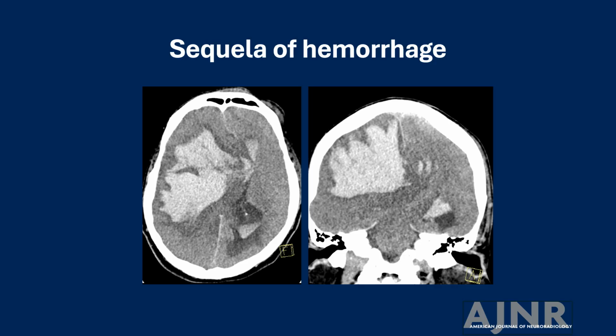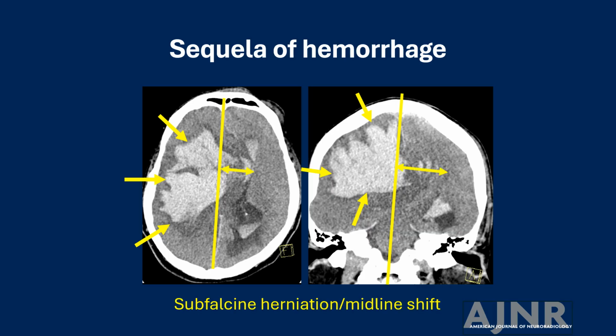In this case, we can see that there is a large parenchymal hematoma in the right cerebral hemisphere. If we draw a line down the middle, we can see that the brain on the right is herniating to the left. This is an example of subfalcing herniation or midline shift.